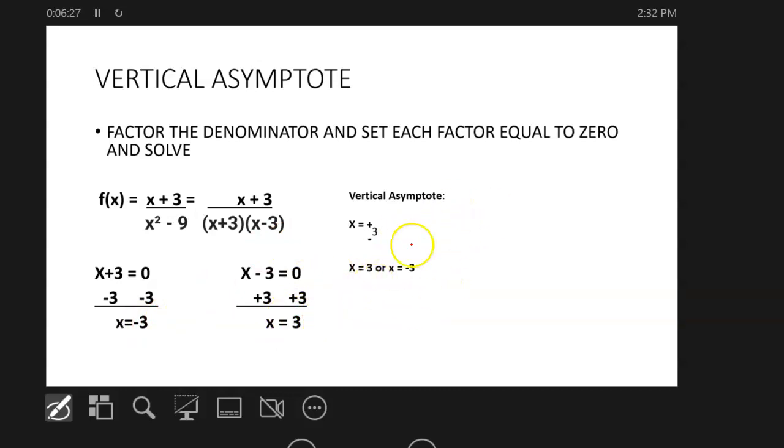Two ways that you might see the vertical asymptote written here. You could see it as x is equal to plus or minus 3, or you may see it written separately as x is equal to 3 or x equals negative 3.